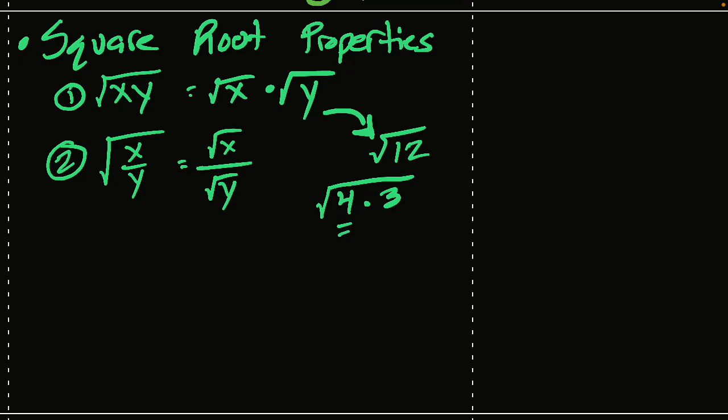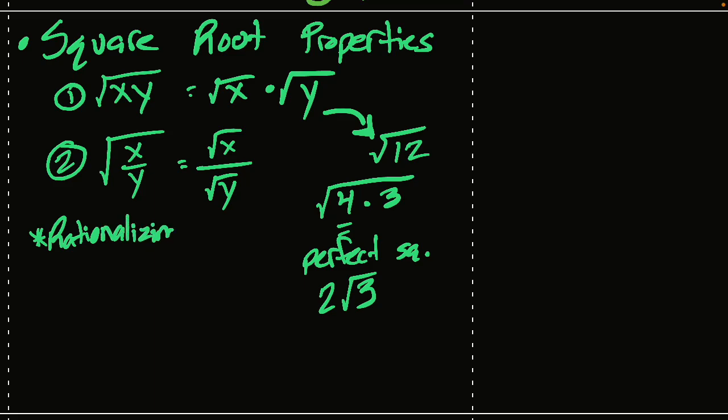4 is a perfect square. So the key was breaking up that square root, so it's a perfect square times something else. Since 4 is a perfect square, we're allowed to apply that square root. The square root of 4 is 2, so we take the 2 out of the square root. We have 2 root 3. I'll throw this on here as well. The idea of rationalizing the denominator.